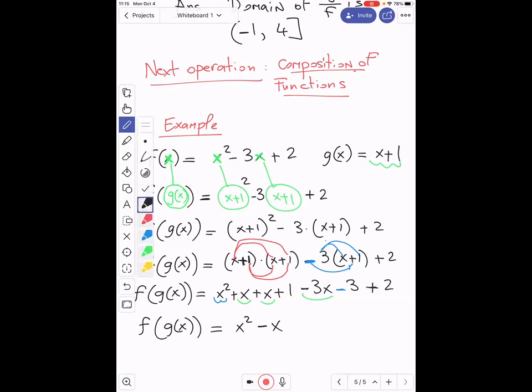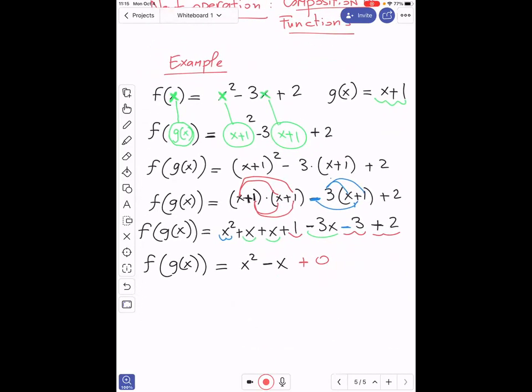And then the constant. As you can see, there's plus 1, minus 3, that's minus 2, plus 2, that will be 0. Right? So f of g of x, this is a plus 0 actually. So f of g of x is actually equal to x squared minus x.